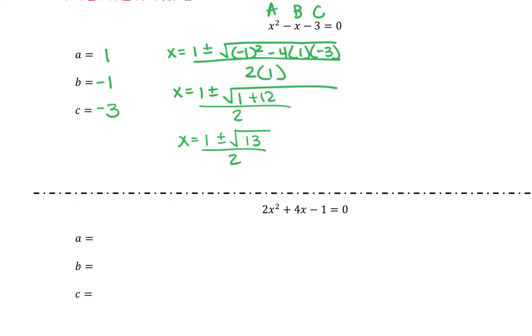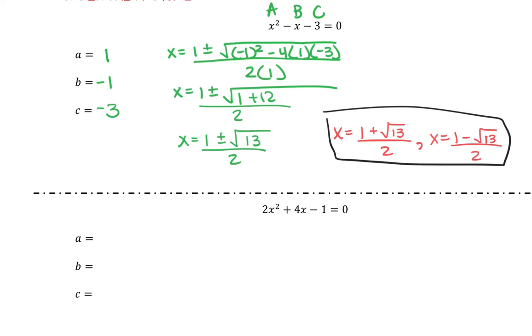Okay? Now we're going to break those up into two separate equations. We cannot take the square root of 13, so we're going to leave it radical 13. So you would get x equals 1 plus radical 13 over 2, comma, x equals 1 minus radical 13 over 2. And those would be your two answers.